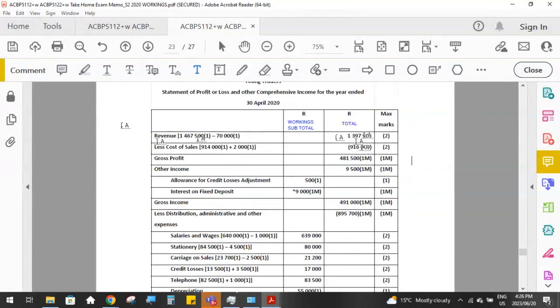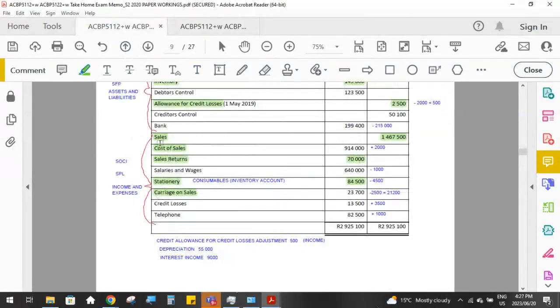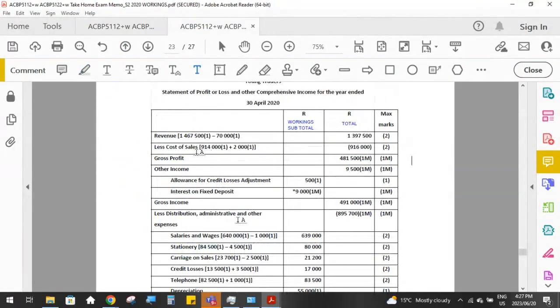Then the next line in our SPL is less cost of sales. And our cost of sales figure we've adjusted. It was 914, and we've increased that by 2,000 for that inventory that we had to adjust for. Revenue minus cost of sales equals gross profit. So that line must appear there. And then underneath gross profit, we put all other income. So other income is a subheading, and underneath that, we list all the different types of other income that we have besides our trading revenue.